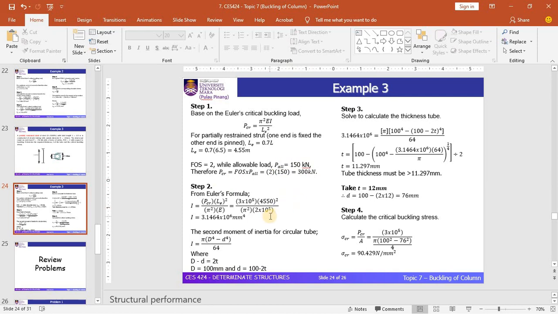In the second step, you need to use the Euler formula, but you need to rearrange this particular Euler formula in this form. We know that the PCR value and the LE value are already obtained. By rearranging Euler's formula, you can get the value of I, which is given by 3.1464 times 10 to the power of 6.